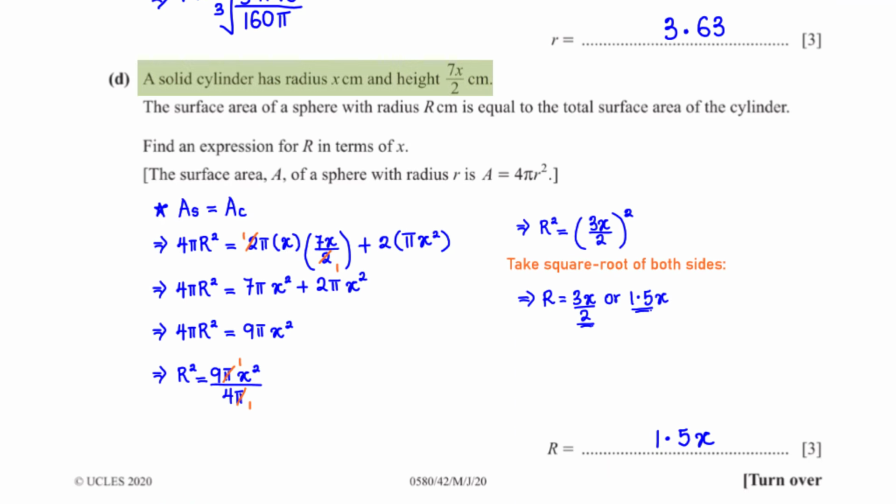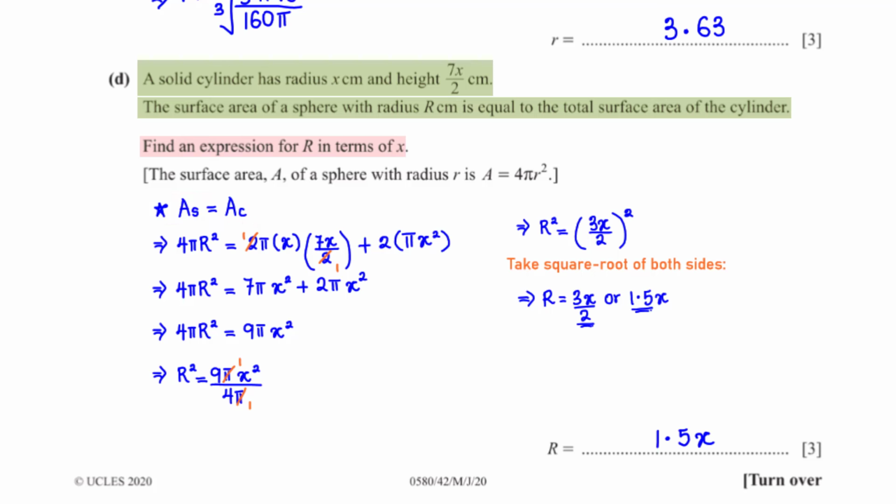A solid cylinder has radius x centimeters and height 7x/2 centimeters. The surface area of a sphere with radius r centimeters is equal to the total surface area of the cylinder. Find an expression for r in terms of x. We've been told that the surface area of the sphere is equal to the total surface area of the cylinder.